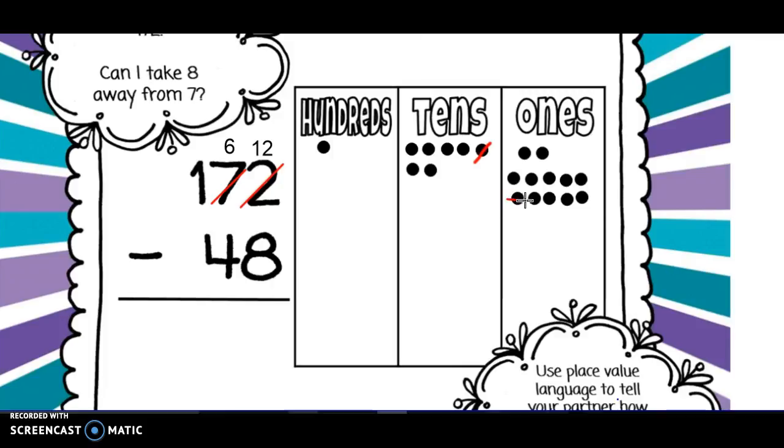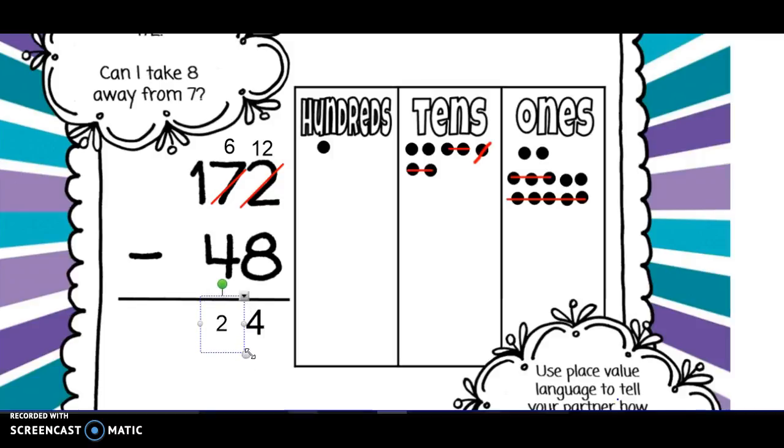So I'm going to take away, there's 5, 6, 7, 8. And when I count, that leaves me with 4. So I'm going to write 4 underneath the ones place. Then I need to take 4 from the tens place. So there's 2, 3, 4, and that leaves me with 2 tens. So I'm going to add 2 underneath the tens place.